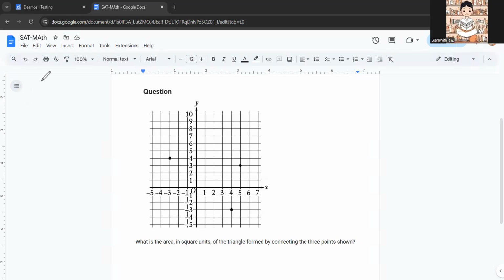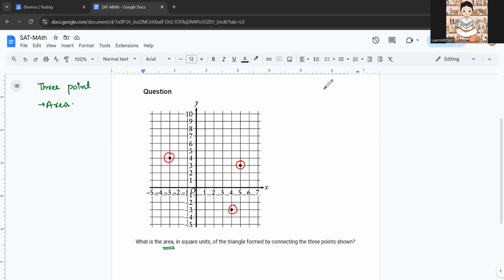Hi everyone. Today the question that we are doing involves 3 points and you have to find the area of the triangle. So you are given 3 points on the coordinate plane and you have to find the area of a triangle. Where are the 3 points? This is 1, 2 and 3, the points are here.